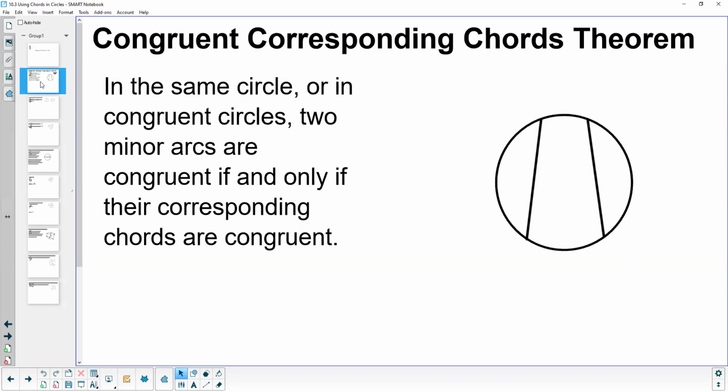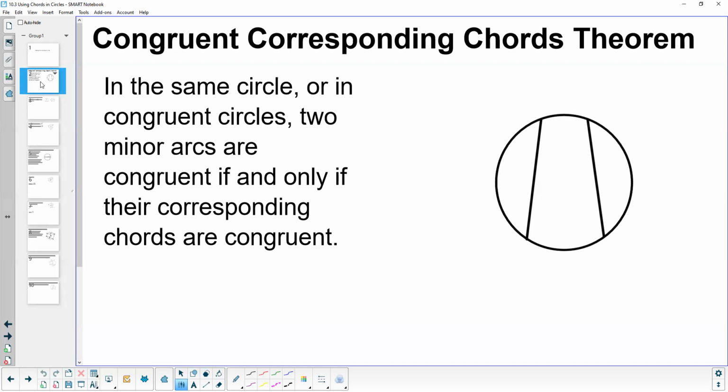So we're going to start by talking about this first theorem that says Congruent Corresponding Chords Theorem. What this says is, in the same circle or in two congruent circles, it doesn't matter, if two minor arcs are congruent, then their corresponding chords are congruent. And this is an if and only if statement, which means it goes both ways. There's no converse to it.